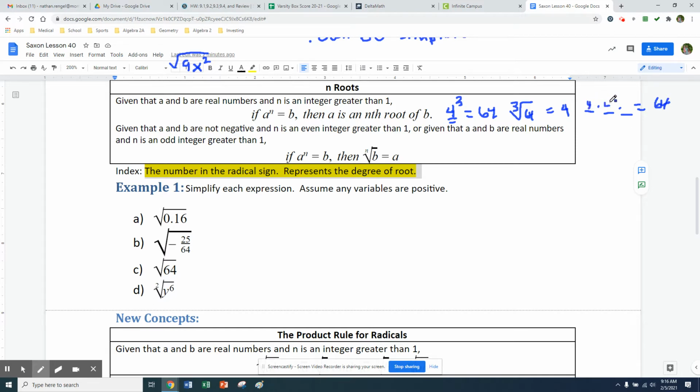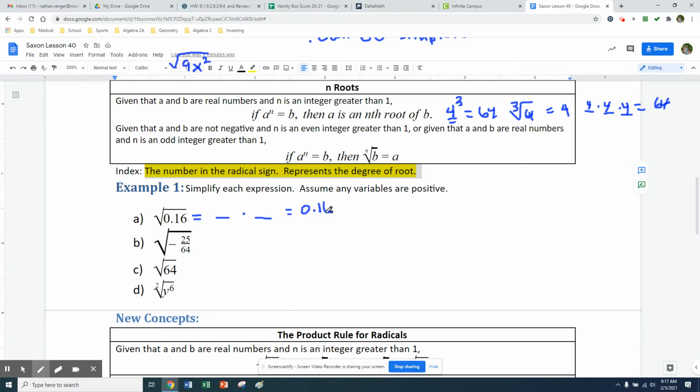And all we're doing today is, when we're dealing with square roots, like in this first example, we're looking for what number times itself is going to equal 0.16. So square roots, we're just looking at what number squared is going to equal that 0.16. So in this example, this is very similar to doing the square root of 16.